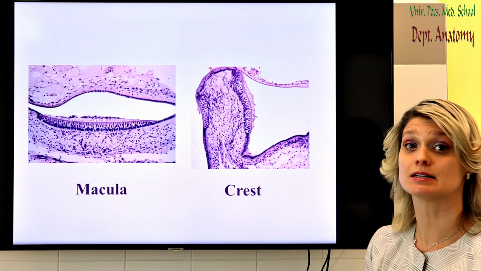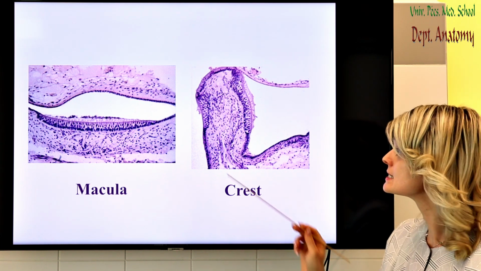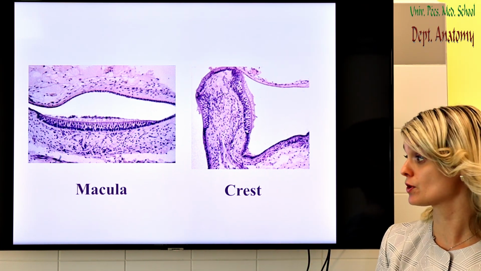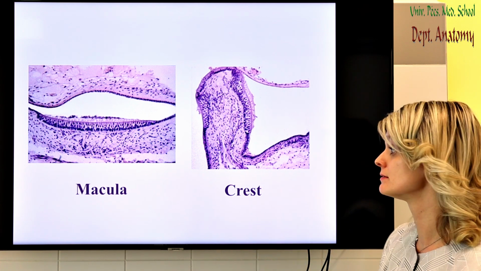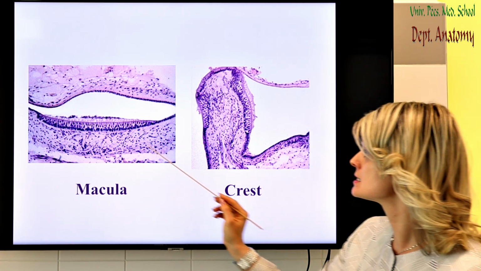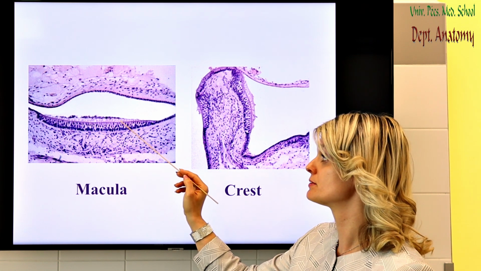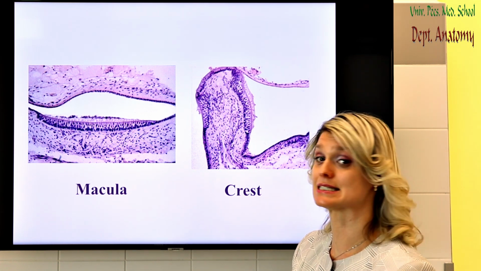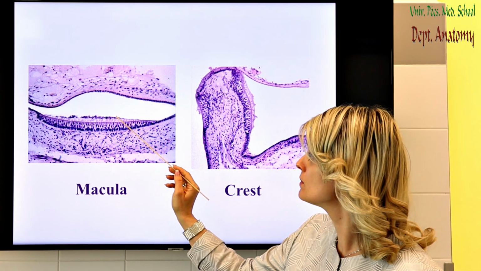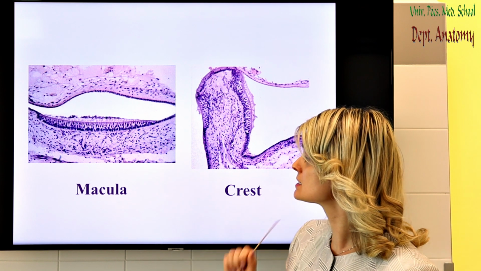And finally, I would like to show you the histological picture of the macula and the crest. Here you can see the cells and the supporting cells, the jelly-like material, this otolithic membrane you can see on the top, and these are the otolithic crystals.